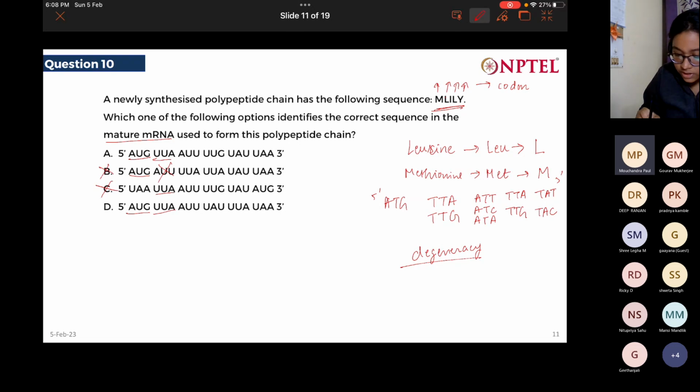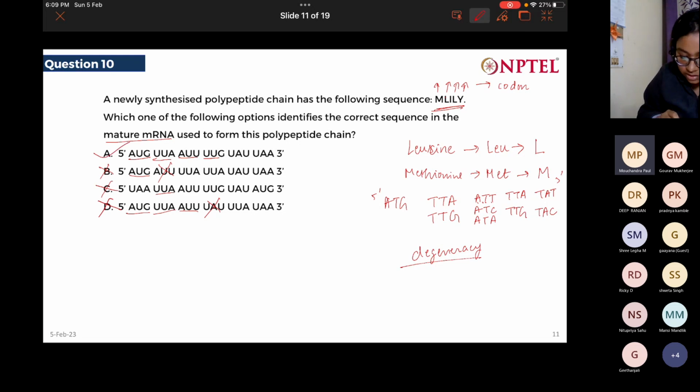Then this is for isoleucine. You have to match ATT, so AUU. AU is present here as well, present here as well. Then this is for leucine again. Leucine is given by both UUA as well as UUG. So instead of UUA here, it is UUG, but the meaning remains the same, with a different codon present. So this option is correct. Here UUG is not there, so this is not the correct option. This is the correct option.